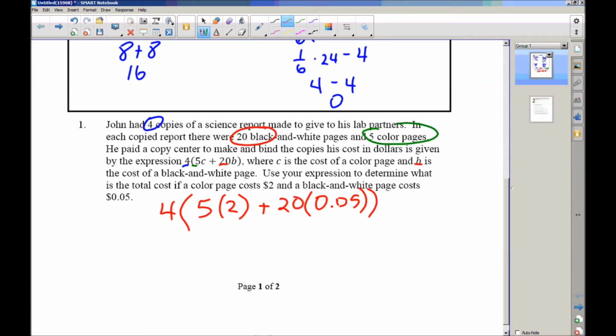All right. So we have grouping symbols. So we've got to work inside here first. So this is going to make 10 for that multiply plus, let's see, 20 times a nickel. I think that is $1. Okay. And then we're going to continue inside our grouping symbol to get 4 times 11. And we end up with 44. So the total cost, a word problem should always have a sentence answer.